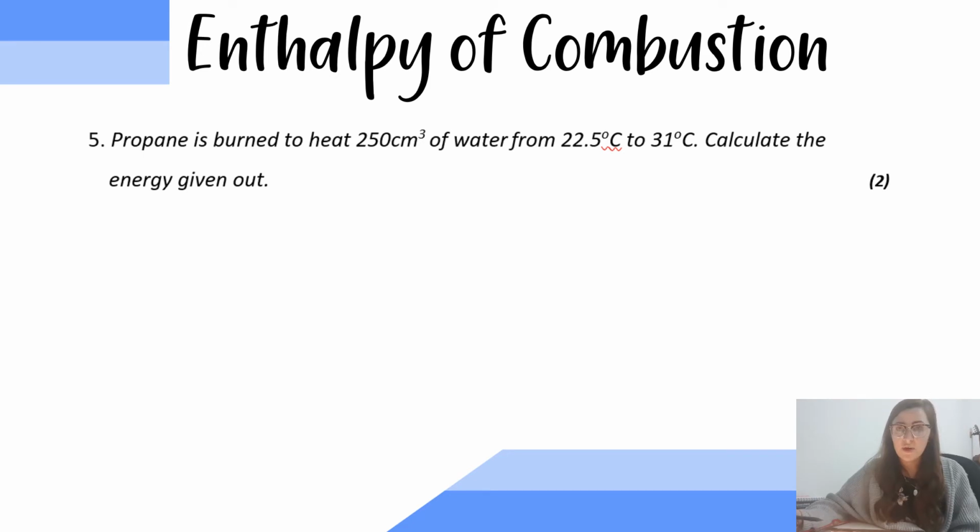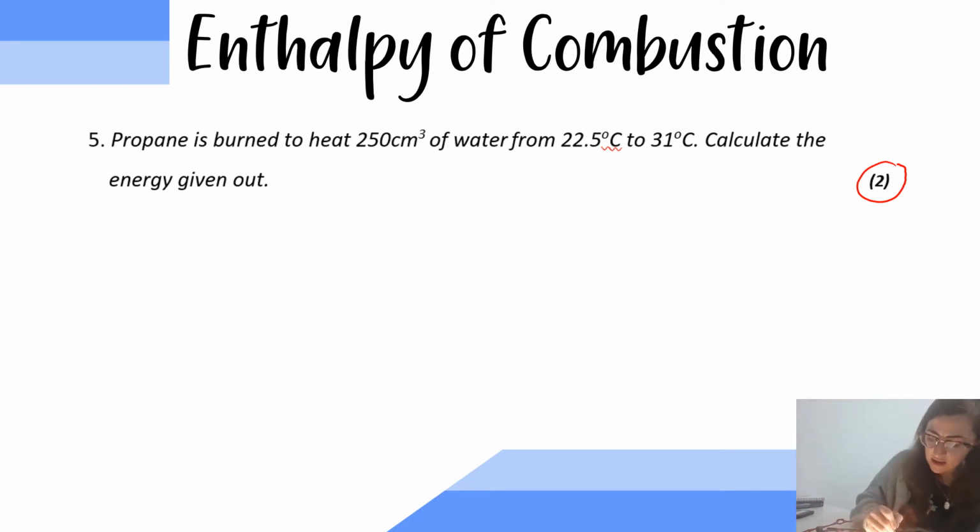So for the first question, it says propane is burned to heat 250 centimeters cubed of water from 22.5 degrees to 31 degrees. Calculate the energy given out. Now, this is only a 2-mark question. It's not asking me for the enthalpy of combustion, just the energy given out or the energy released. So we're using EH equals Cm delta T.